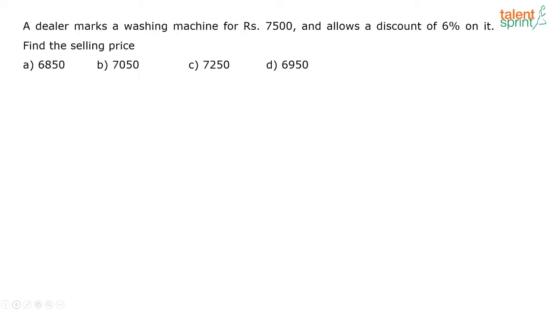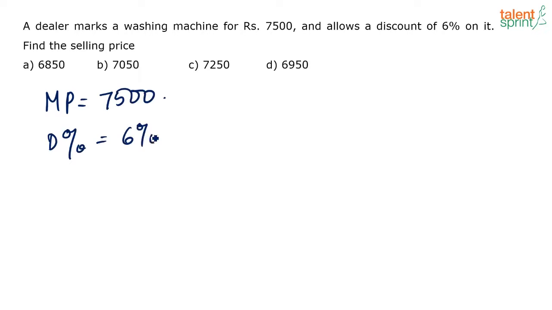So now we are moving on to profit, loss and discounts. Okay, so profit, loss and discounts. This question is a very basic question. A dealer marks a washing machine for rupees 7,500 and allows a discount of 6% on it. What is the selling price? So marked price of the washing machine is given as 7,500. Discount percentage is given as 6%. You have to find the selling price. What is the selling price?